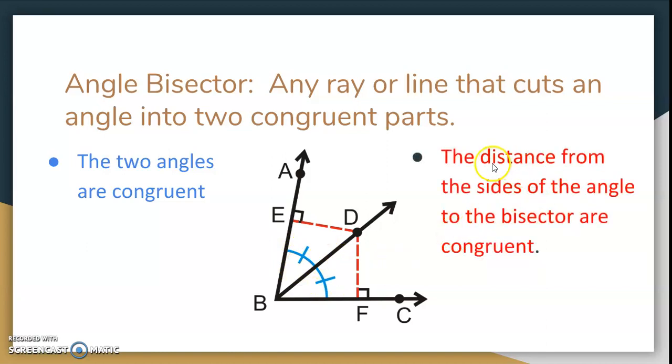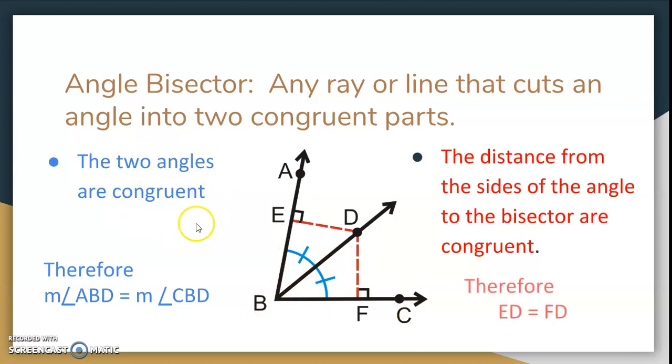Similarly, you also have that the distance from the sides of the angle, AB is a side and BC is a side, to the bisector itself, which is always measured perpendicularly, will be congruent. So we end up with two facts here. One, we know the angle ABD at the bottom is congruent to CBD because the two angles are congruent. And we also recognize that ED and FD are congruent. So that's one thing about the angle bisector. Now let's see that in practice.